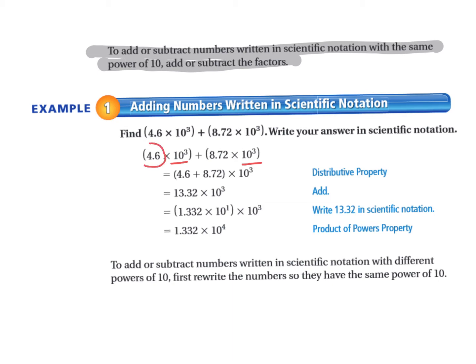So all we do is we take the factors, 4.6 and 8.72, and we add them together. We get 13.32, and we bring down the power of 10. So right now, there's our answer. However, like we talked about the other day, this is not scientific notation because 13.32 is too big. It's over 10. So if we move our decimal back 1 to make it a smaller number, we're going to add 1 to the 3, which gives us a 4.